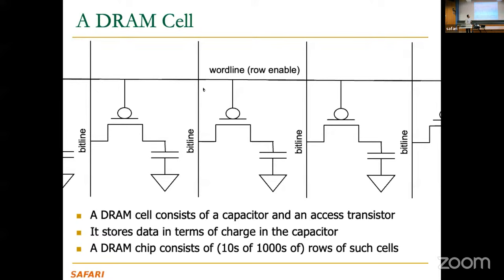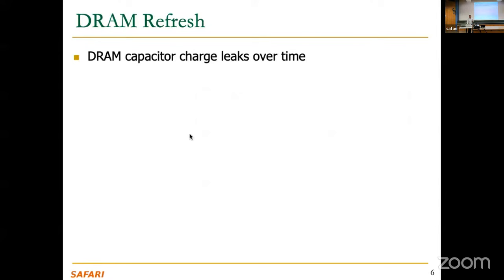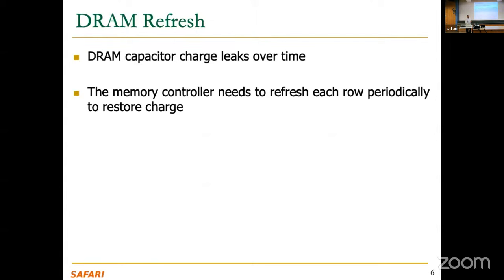Okay. So I already said that DRAM capacitor charge leaks over time, and the memory controller needs to refresh each row periodically so that we can restore the charge back and make sure that the data is intact over there.